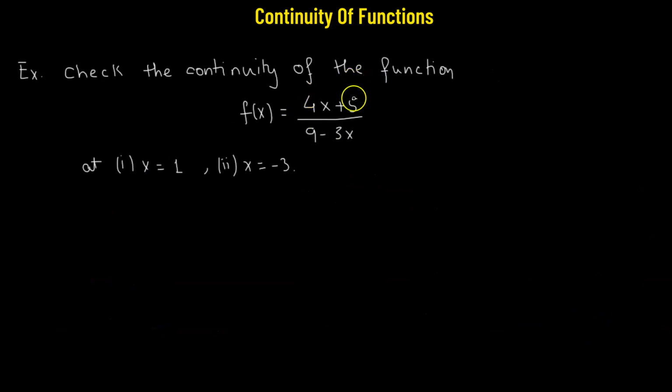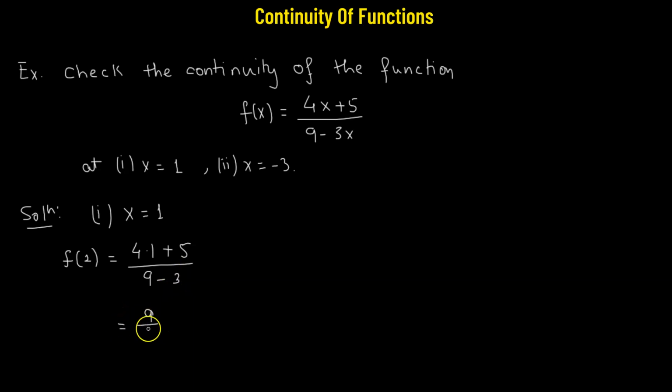So we need to check the continuity of this function f of x given by (4x plus 5) divided by (9 minus 3x) at x equals 1 and x equals negative 3. So let's begin with the first value of x. So we have x equals 1. We first begin by evaluating the value of this particular function at x equals 1. So this will be (4 times 1 plus 5) divided by (9 minus 3). So we have 9 divided by 6. So this is 3 over 2. So this is the value of the function at x equals 1.